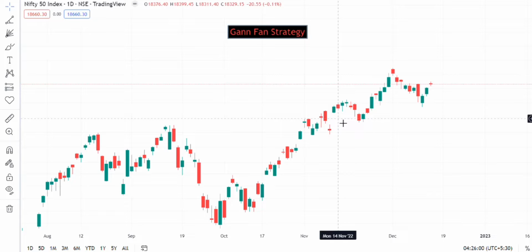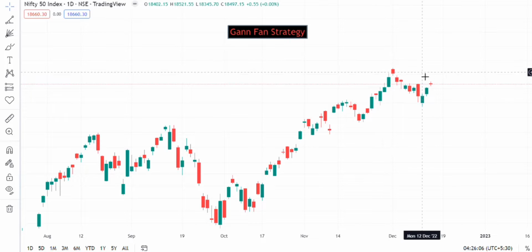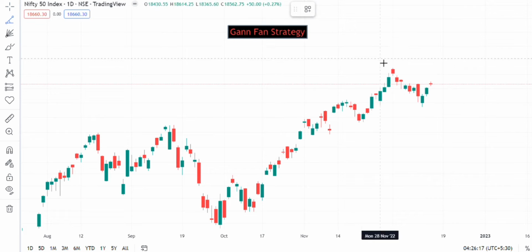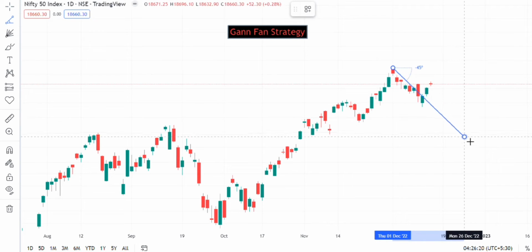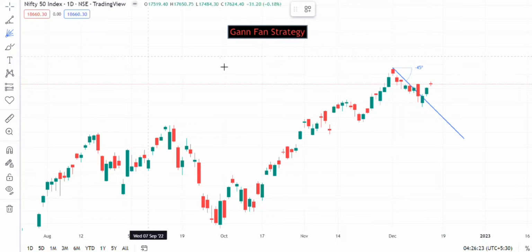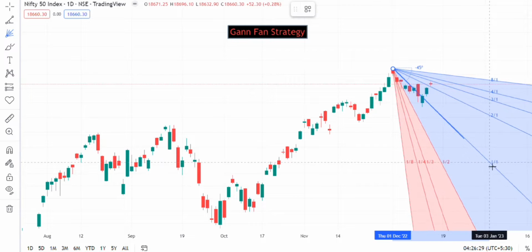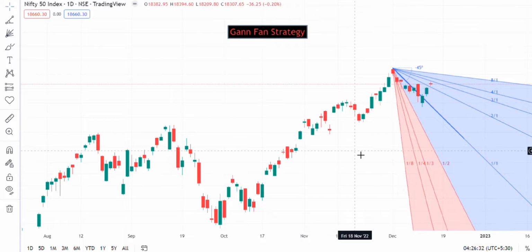Let us now look at some more examples of these strategies. Here we can see that Nifty is also forming the same pattern. Here is our significant high point and here is our significant low point. Let's apply our Gann fan strategy here. First we will make a 45-degree angle line at the significant top. Then we'll apply the Gann fan at the significant high point in such a way that the 1 into 1 line overlays the 45-degree line. Now we can see that the candle has broken the 2 into 1 line, which means that we can take our entry here.